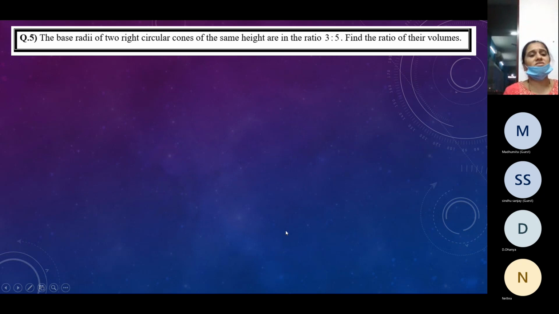The base radii of two right circular cones of the same height. The height is the same. Both the cones have the same height, but different radii. One is 3x, the other is 5x.